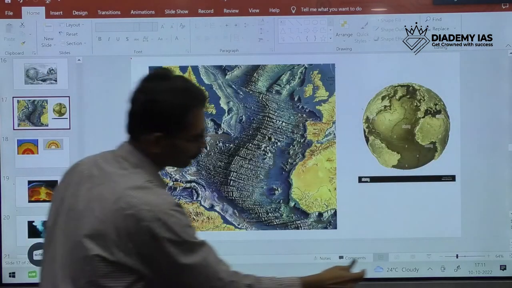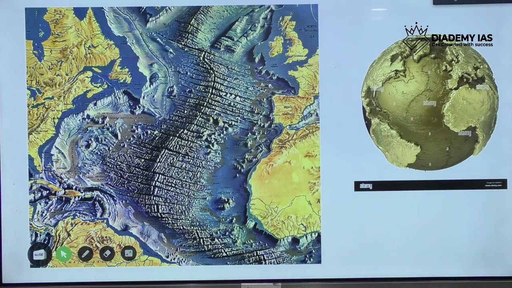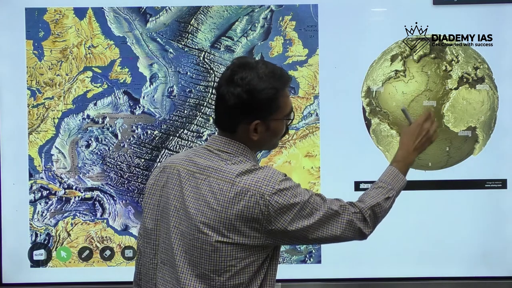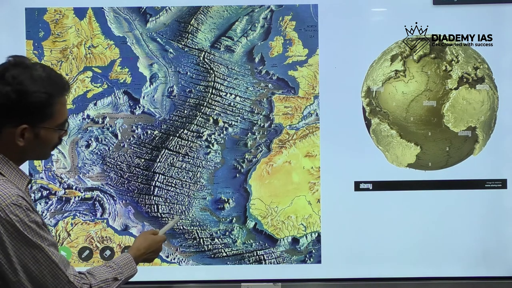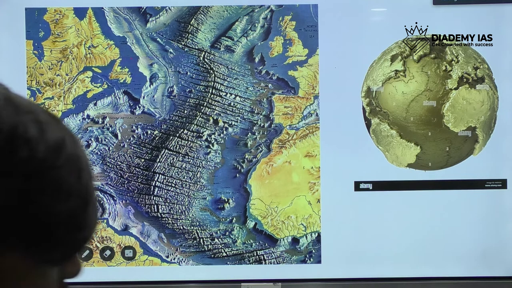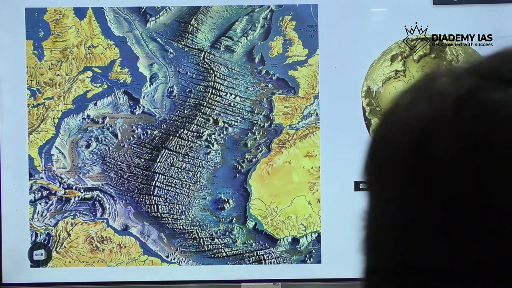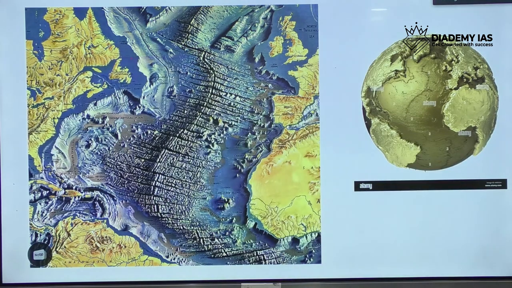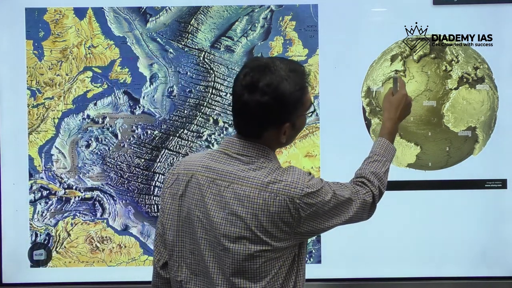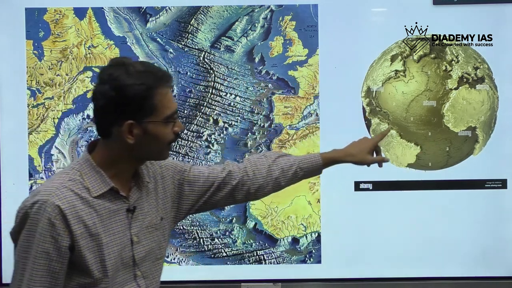Now here if you see, just for now imagine you remove the entire Antarctic Ocean and the Atlantic Ocean's water. Just imagine there is no water. Now this is the condition of the surface of the ocean floor. Now imagine this is North America, Africa, South America. Just imagine there is no water. If there is no water, this is also like a continent.